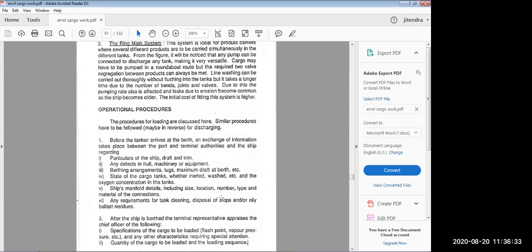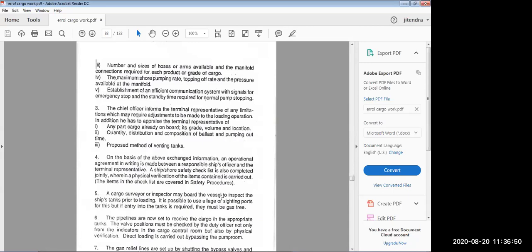Then once your ship is berthed, they will come and check, and give you the properties of the cargo: flash point, vapor pressure, density, and any other special characteristics, loading and discharging temperature, harmful gases, quantity of cargo, loading sequence, storage plan, number of hoses connected, maximum shore pumping rate, topping off rate, and the pressure available at the manifold. Establishment of an efficient communication system with signals for emergency stop and the standby time required for normal pump stopping.